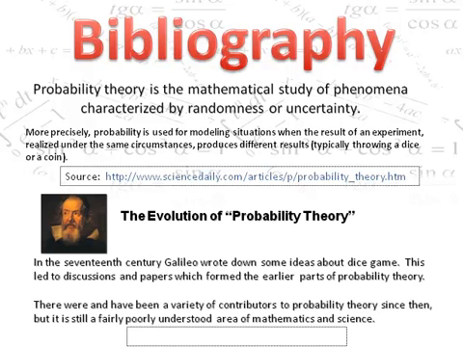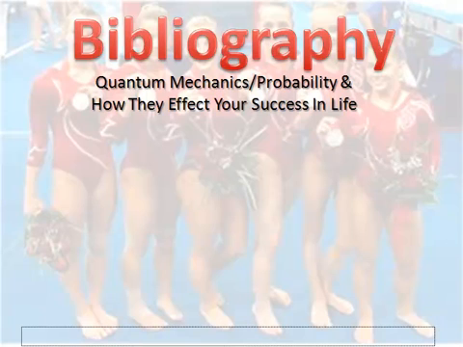In the 17th century, Galileo wrote down some ideas about dice games. This led to discussions and papers which formed the early parts of the probability theory. There were and have been a variety of contributors to probability theory since then, but it still is a fairly poorly understood area of mathematics and science. And I found this information at this address: Quantum Mechanics, Probability, and How They Affect Your Success in Life.